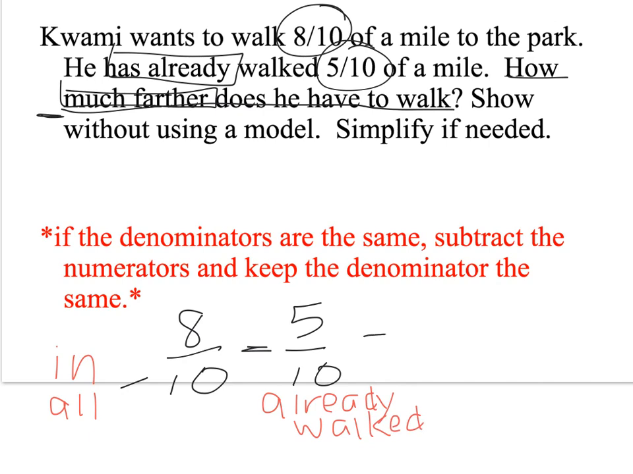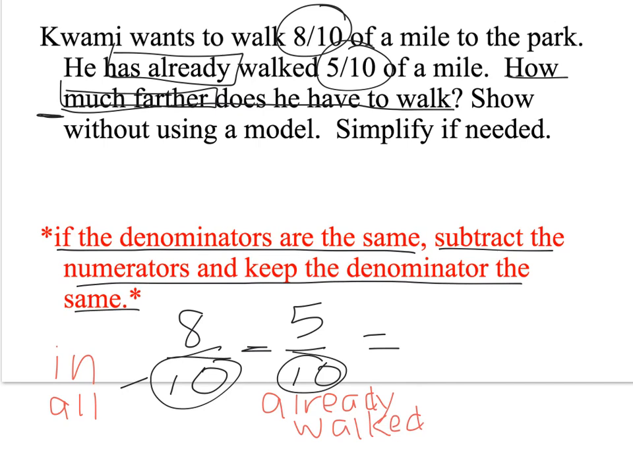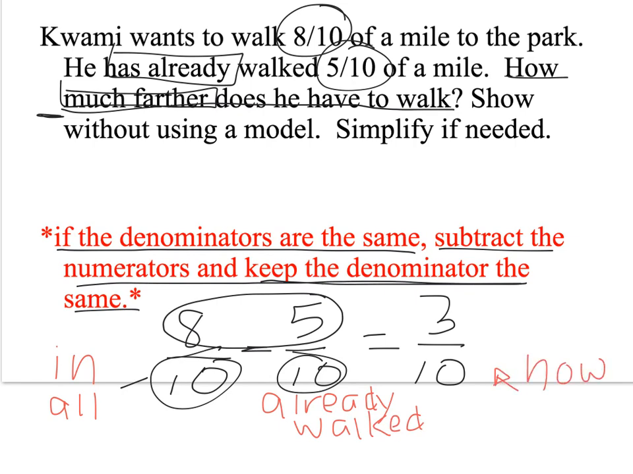So now, instead of using a model, same thing as with adding fractions with like denominators, if the denominators are the same, so in this case we have 10 and 10, you just subtract the numerators and keep the denominators the same. So I'm just going to subtract 8 minus 5, which is 3, and I'm going to keep the denominator as 10. So this is the answer to our problem, which is how much farther he has to walk.